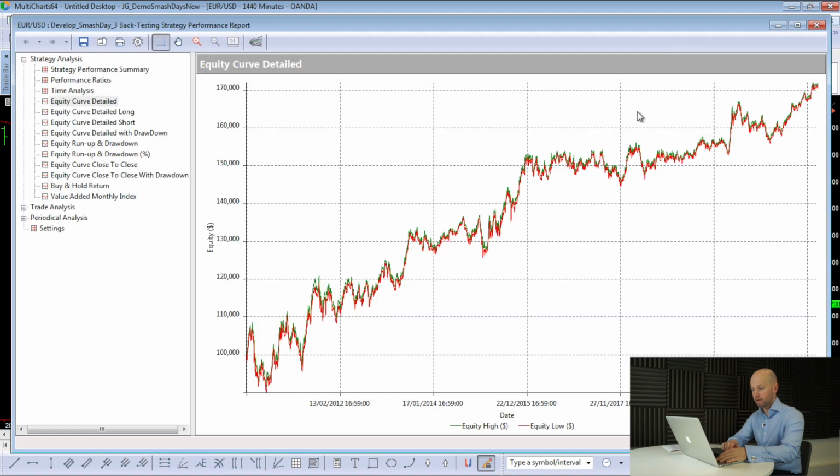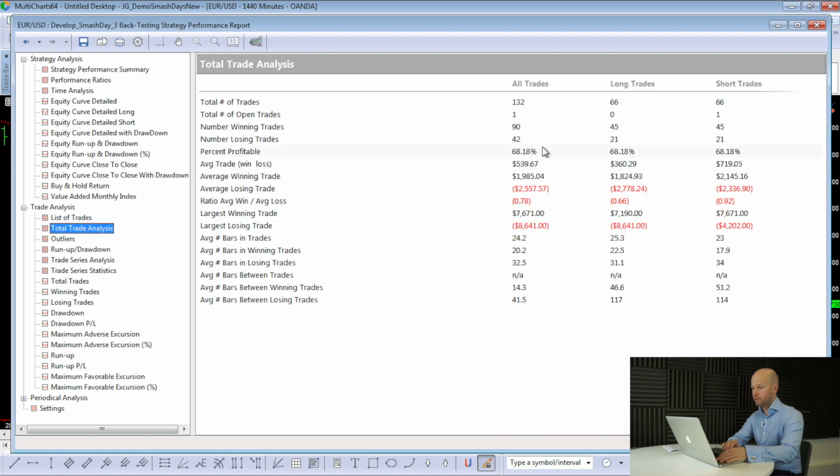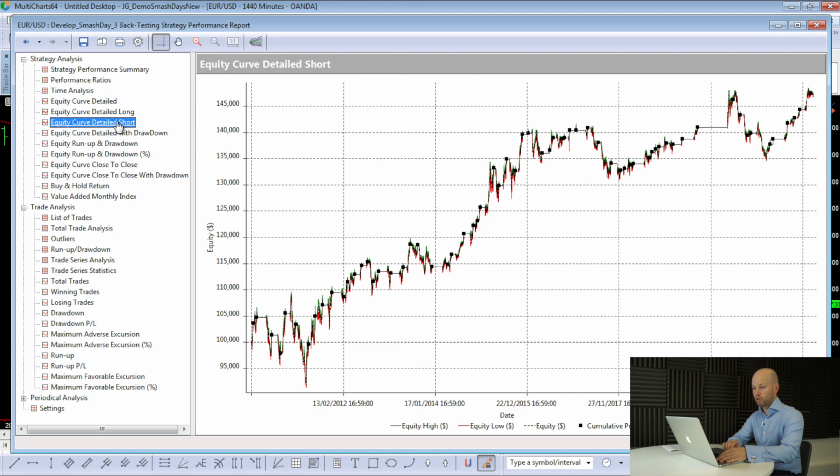And there's the equity curve. And this is going from 2010 right the way through to the end of 2021. And it's a really nice looking equity curve. Total trade analysis, we've got a large average trade, look, $539. The long curve, the short curve, and it actually looks really good.